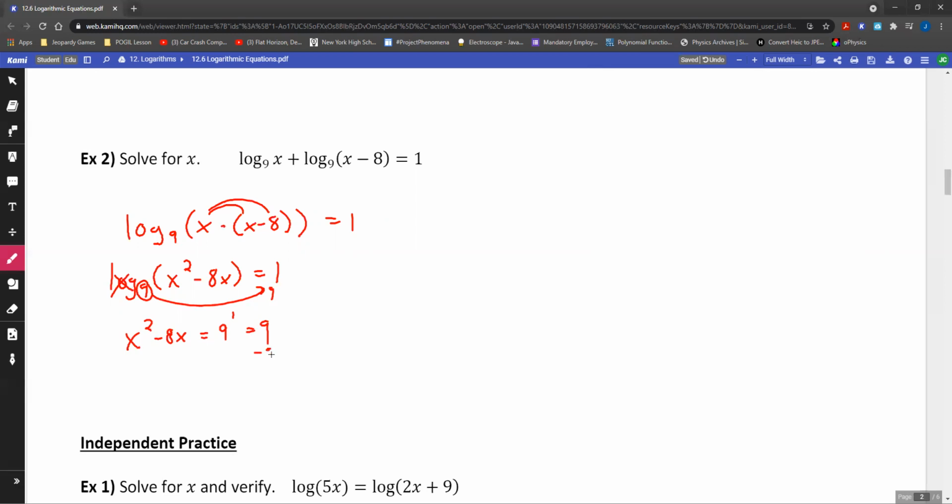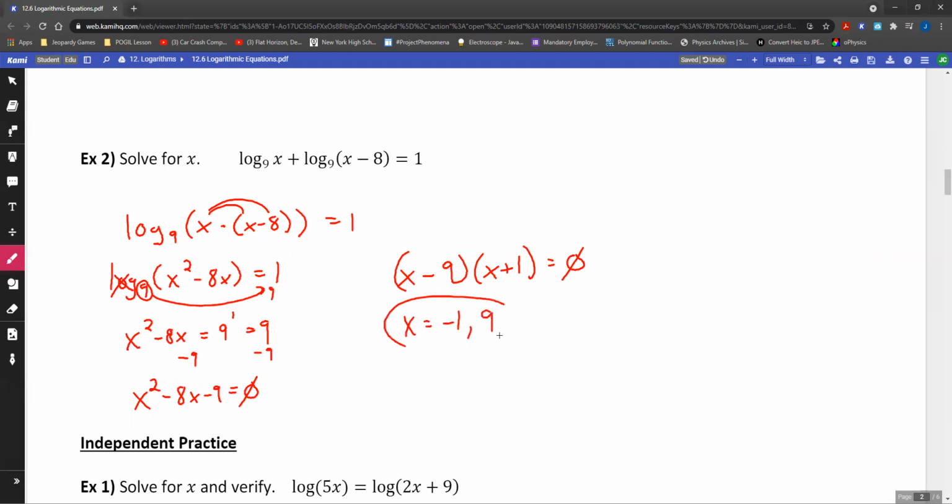Now I can subtract the 9 over, and I get a quadratic. From here, I can factor this. So this factors as x minus 9, x plus 1. And this gives me the solutions that x equals negative 1, and x equals 9. So we end up having 2 numbers that, again, we could plug in and test for ourselves.